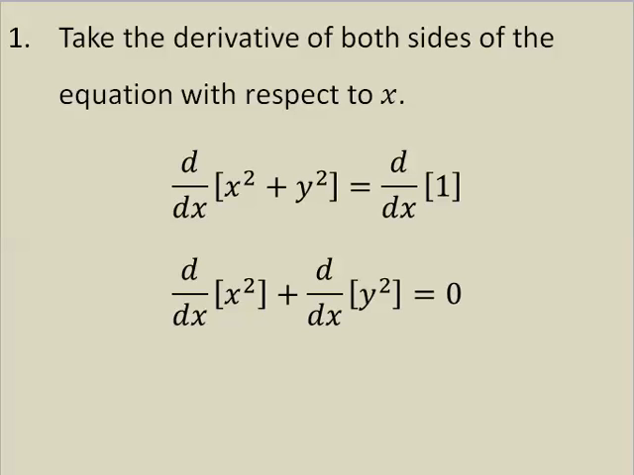Now, taking the derivative, my first term, notice that I'm taking the derivative of x squared with respect to x, so there's a matchup. I'm just going to get 2x. For the second term, I'm taking the derivative of y squared with respect to x. There is not a matchup. I'm going to have to use the chain rule. So, I get 2x for the first term. For the second term, I get 2y dy dx.